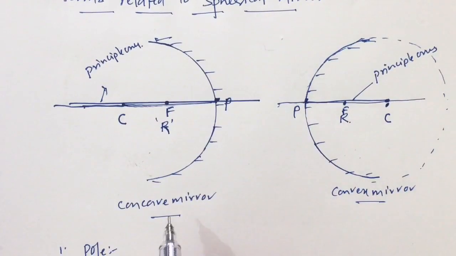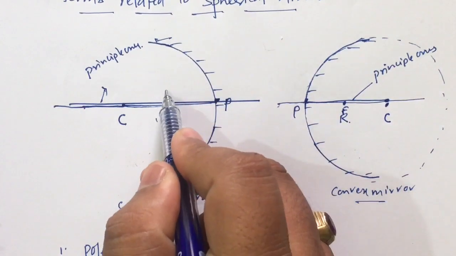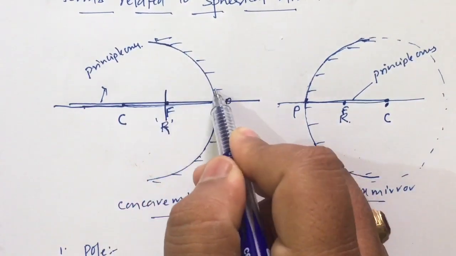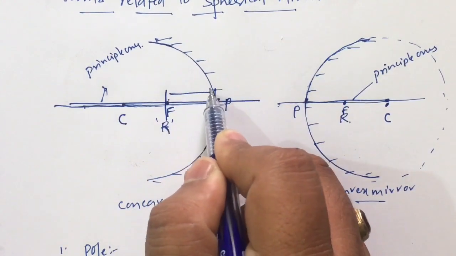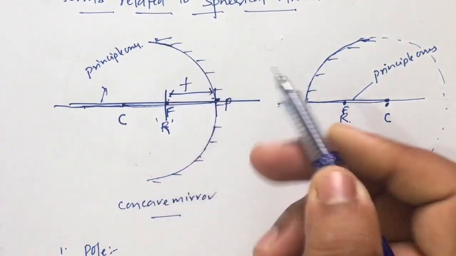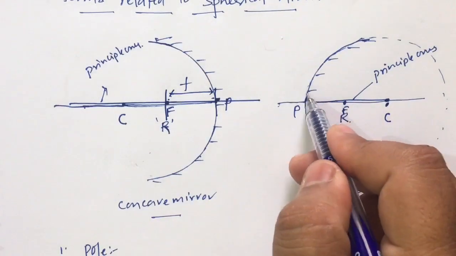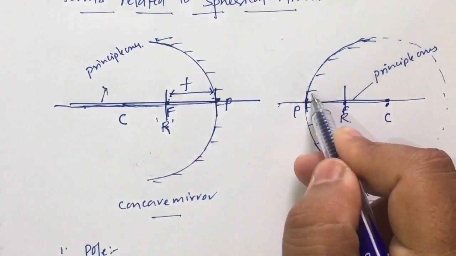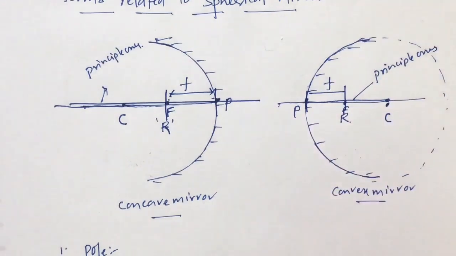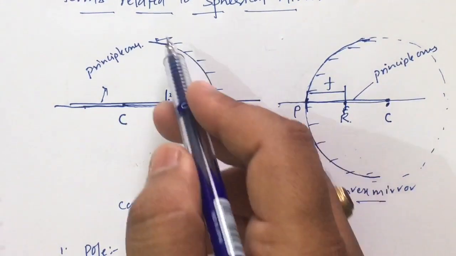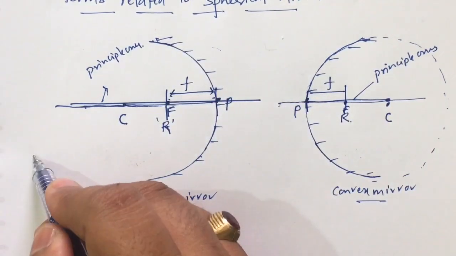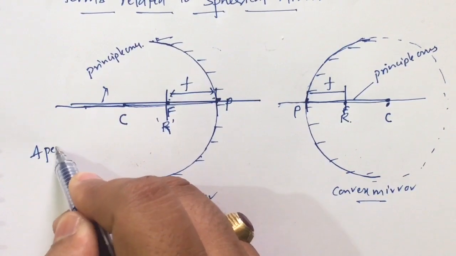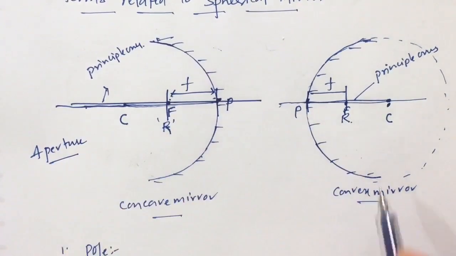Now the next term is focal length. So what is focal length? The distance from the pole to the focus, this distance we call the focal length, represented by the letter small f. This is the focal length for the convex mirror. Children, the diameter of the reflecting surface we call the aperture. So these are the terms that are related to spherical mirrors.